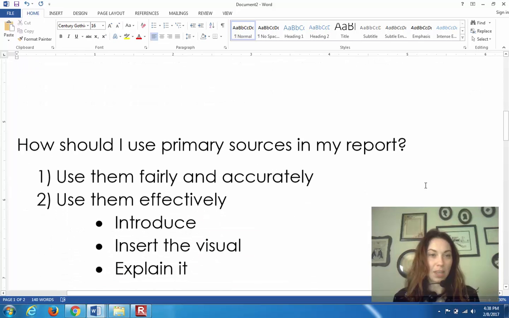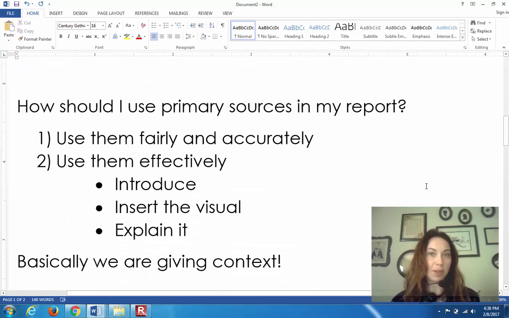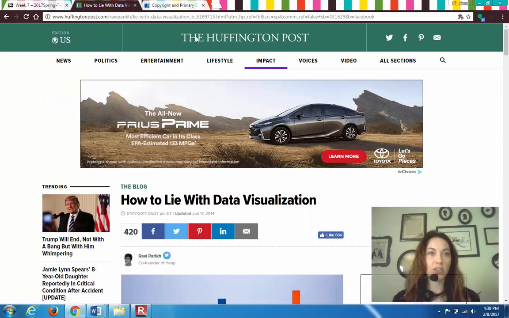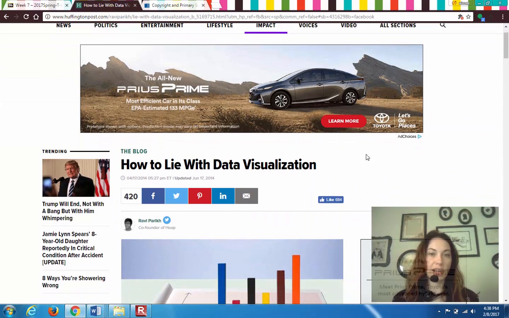Okay? So how should we use primary sources? The first thing is that you want to use them fairly and accurately, and that's why I'm having you take a look at how to lie with data visualization. In this report, you don't have to worry about that so much. I don't think that you'll be using outside graphs or anything like that. If you make a graph, it's going to be your own graph, and you can decide how you put it together in the best, most effective way.